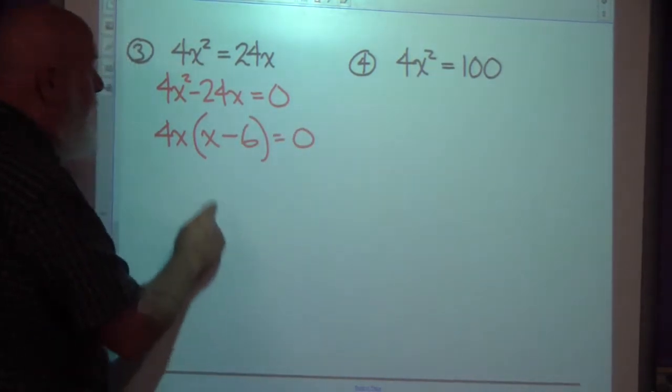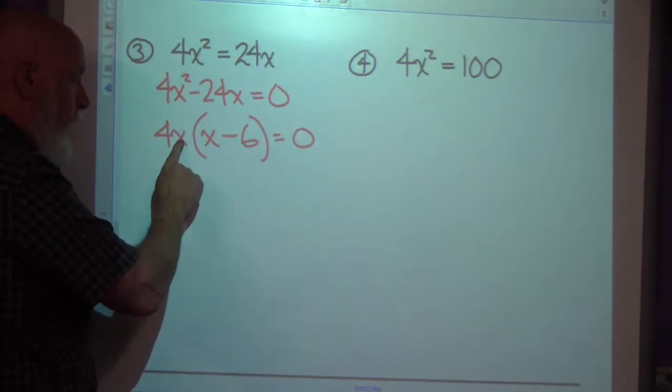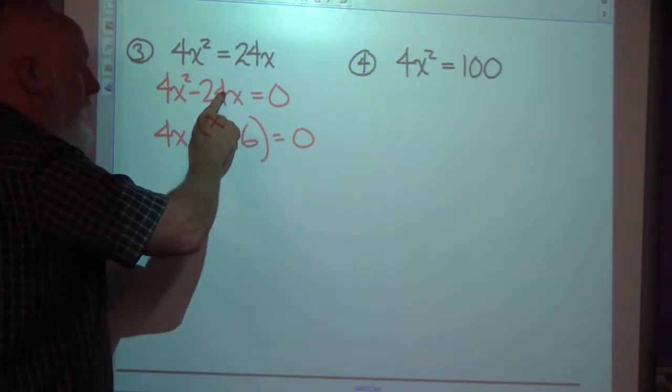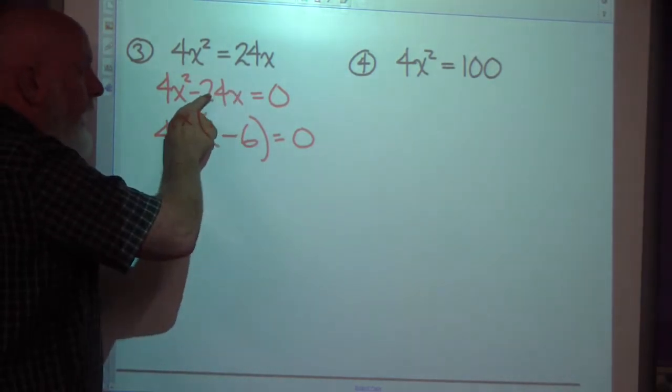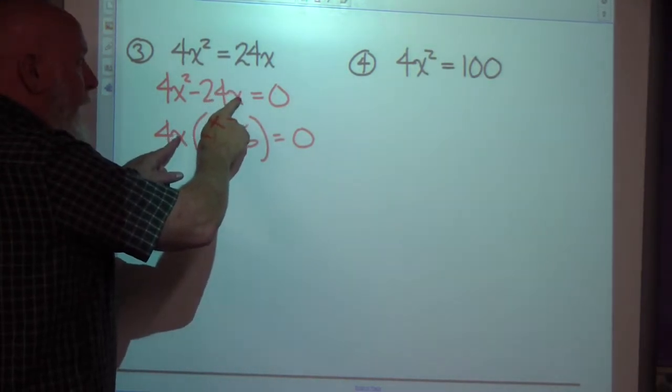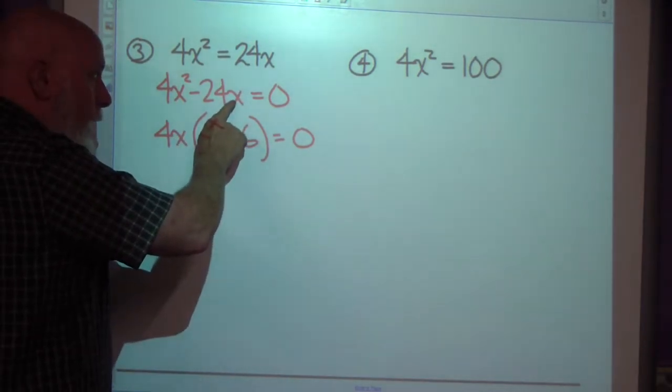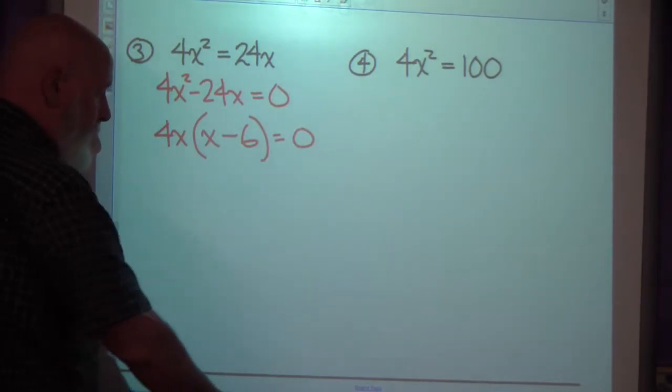So let's do a quick check to make sure I've got it factored correctly. 4x times x is 4x squared. 4x times negative 6 is negative 24x. I pulled the 4 out of this and the x out of this. When you pull it out, you're dividing. X divided by x is 1, and 1 times 6 is 6.